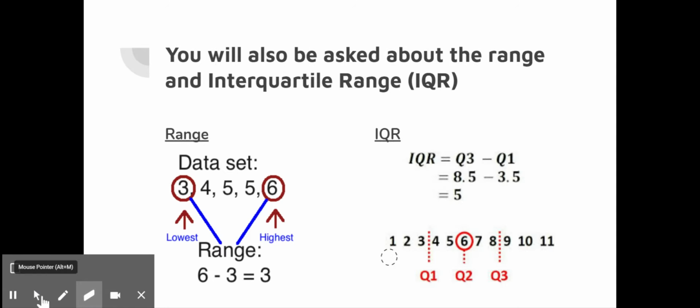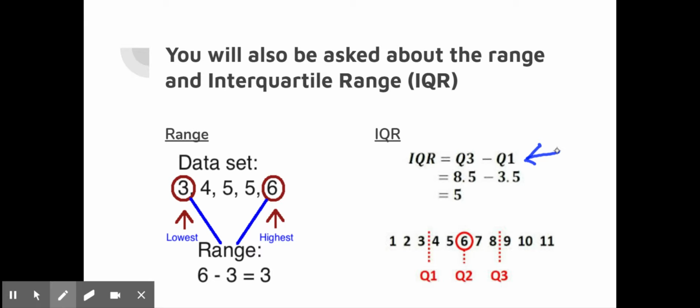Okay, range was something that you heard last time. Range is just your highest value minus your lowest value. IQR is known as your interquartile range, and that's where you subtract your Q3 minus your Q1. Now be careful to do Q3 minus Q1, because if you did it the opposite, you're going to get a negative number, and your interquartile range should never be a negative number.